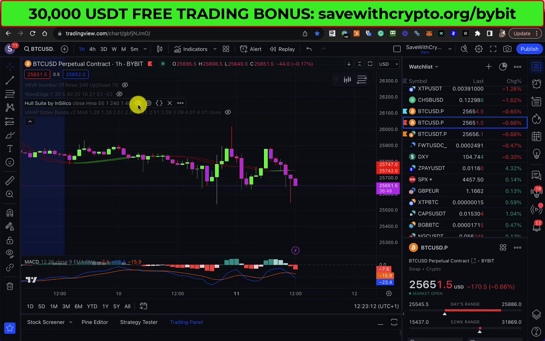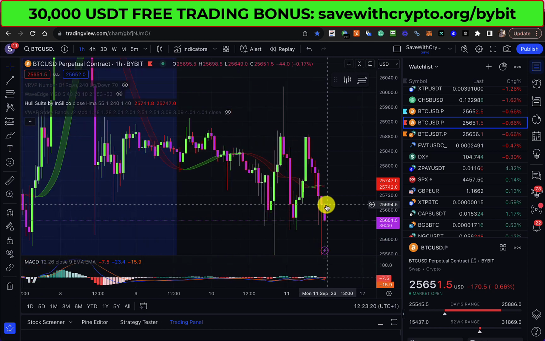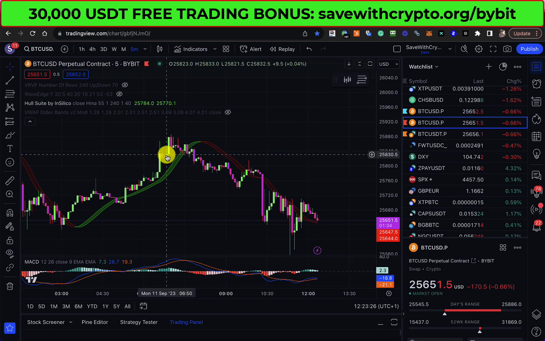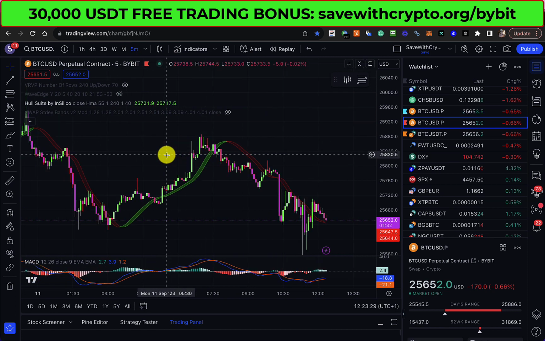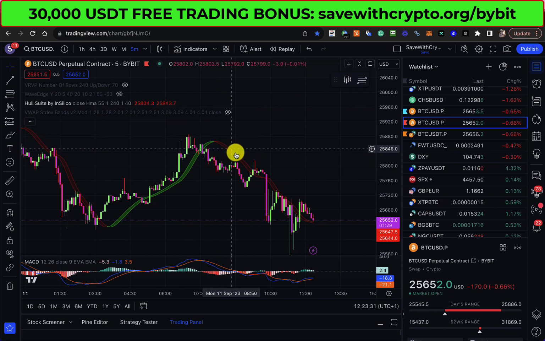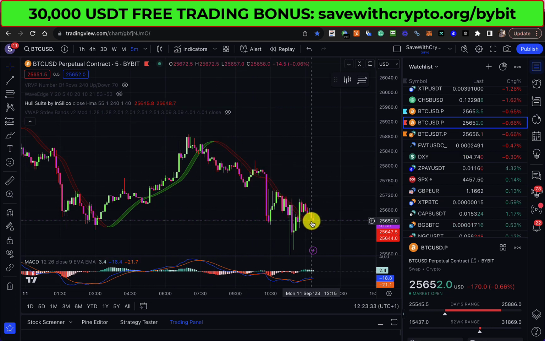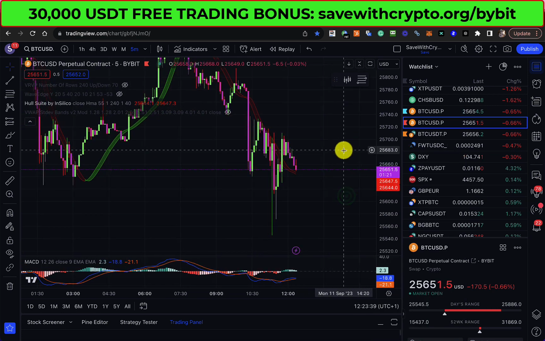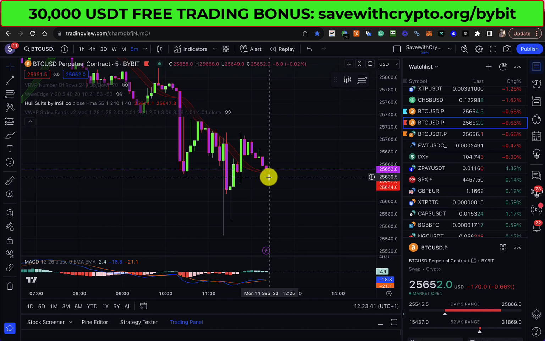I really like this one as well, Whole Sweet by In Silico. This gives this green and red expanding band, and this is a good way to see where the trend is going. And oddly enough, I use this on the 5 minute quite a lot, which sounds a bit crazy. You see here at the moment, there's been this red trend coming down, and if we zoom in a bit, you can see that these red bands are starting to squeeze up a little bit.